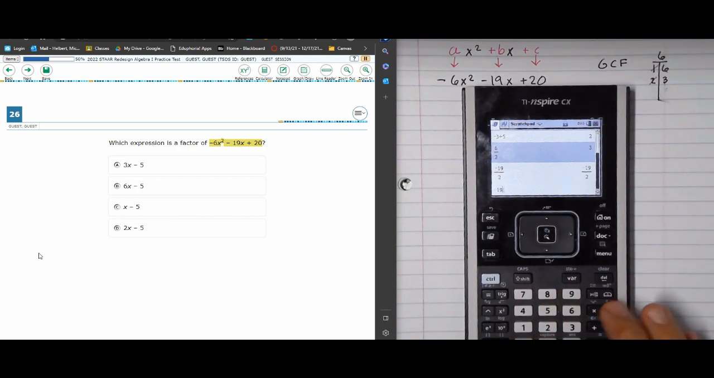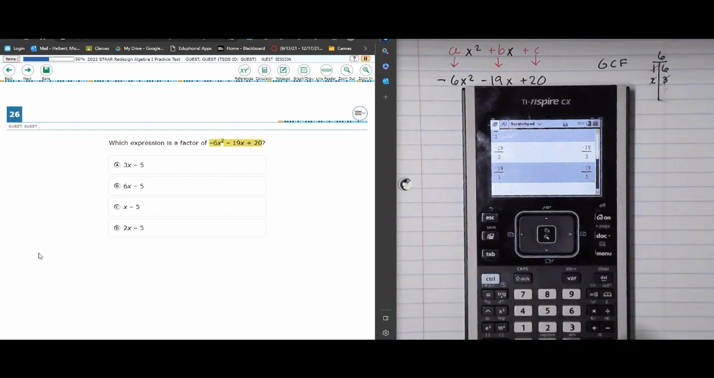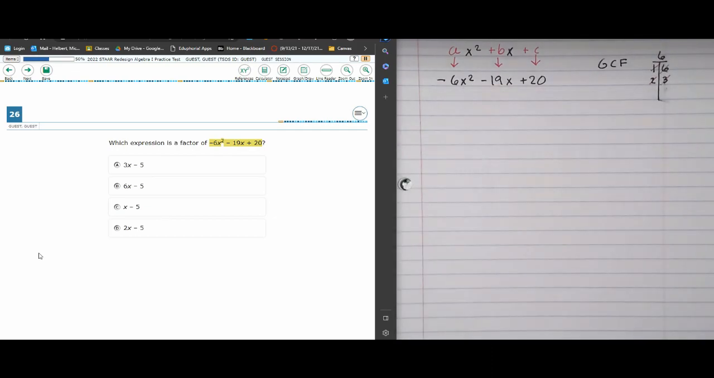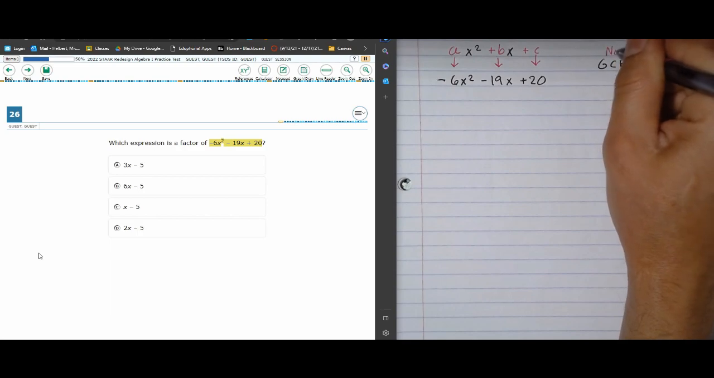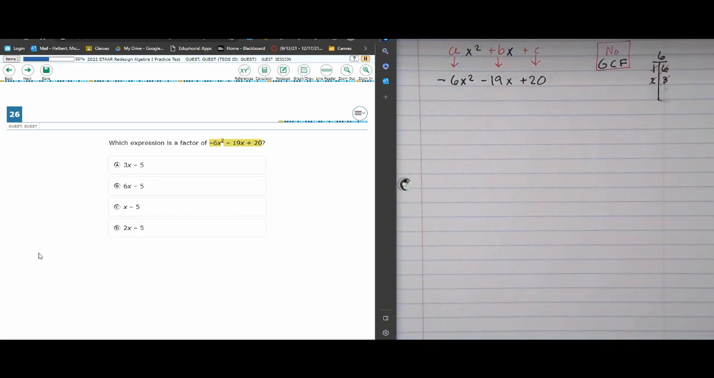Negative 19 divided by 3. It doesn't work. We eliminate that one. And negative 19 divided by 6. It doesn't work. We eliminate that one. So now we have proven that there is no GCF. There is no greatest common factor. So we can go ahead and move on to our next step. We verified there's no greatest common factor.